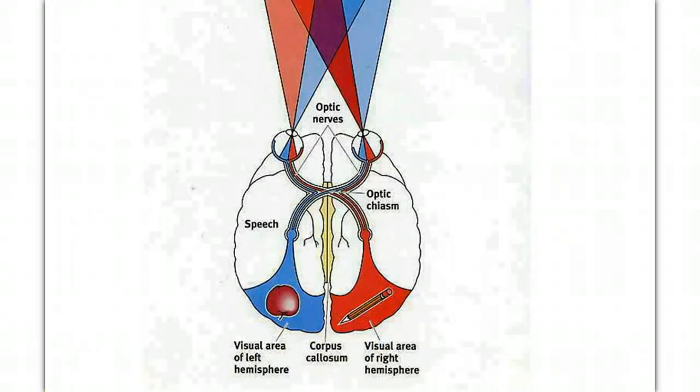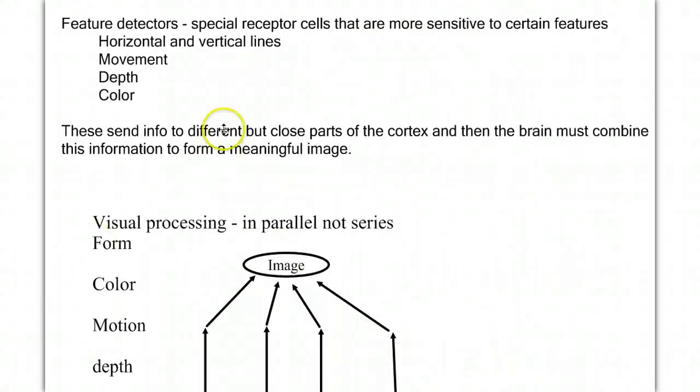Once these elements of our visual system get to this visual processing center, different parts of it are kind of parceled out for processing. And we have very specific receptor cells in the brain that are sensitive to certain features, like horizontal lines versus vertical lines. We have features that are sensitive to movement, others to depth, and others to color.